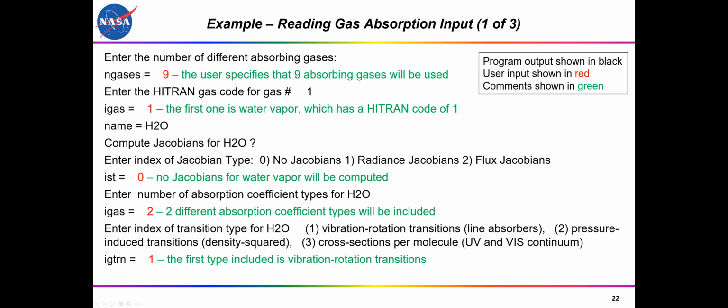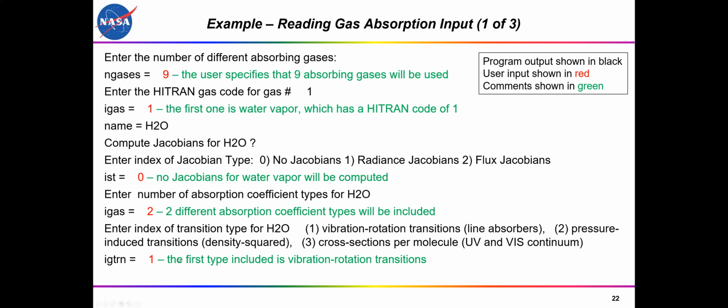Okay, so the way that goes, once again, I'm asking for 9 gases. The first gas is water vapor. It comes back and it says, that was water vapor, right? And if it's not, time to quit. Okay, it's going to ask if I want Jacobians. No, not this time around. What kind of absorption coefficient types am I going to use? For water vapor, I'm probably going to include vibration rotation and cross section, so probably 1 and 3.